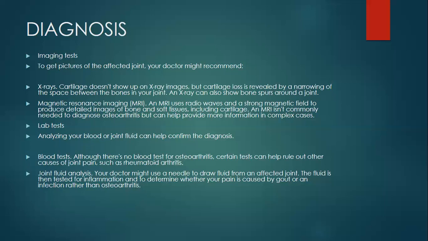Also, lab tests are done, but most of the lab tests, like a blood test or joint fluid analysis, cannot detect osteoarthritis, but they can be useful to differentiate other diseases from osteoarthritis. For example, a patient can also have pain due to gout or some rheumatoid arthritis. So a blood test can tell if it is actually osteoarthritis or some other condition the patient is having.